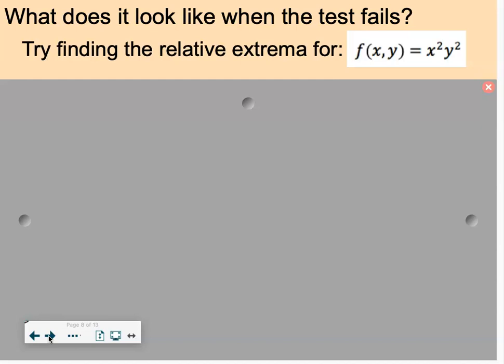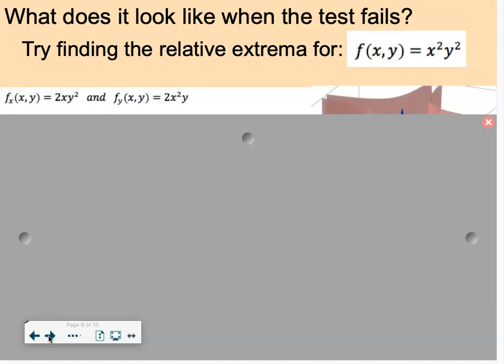Okay, so I don't know if you guys heard Jack. So you find your first partials. Anytime x is 0, both of these will be 0, and anytime y is 0, both of these will be 0. So we have infinitely many critical points, right?